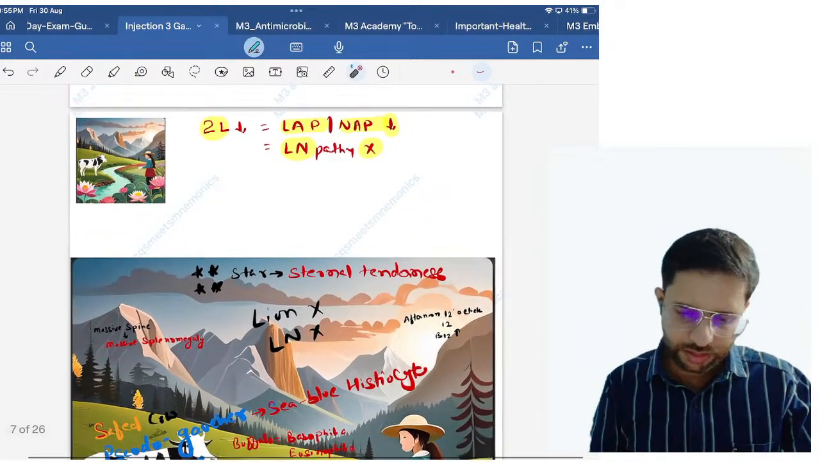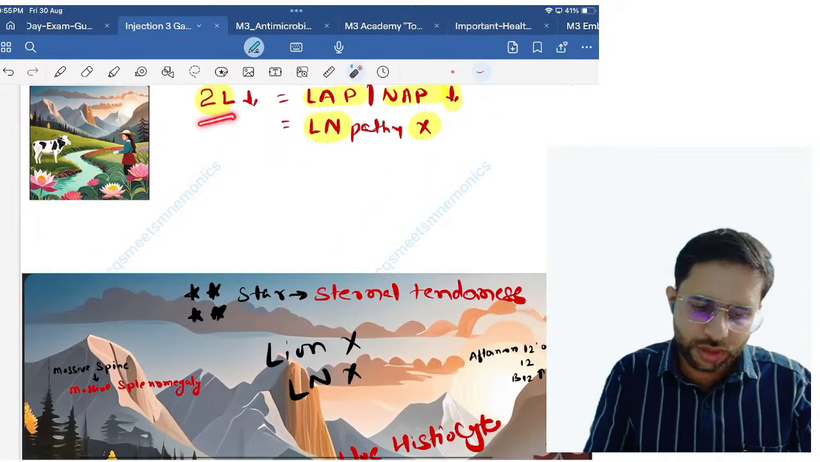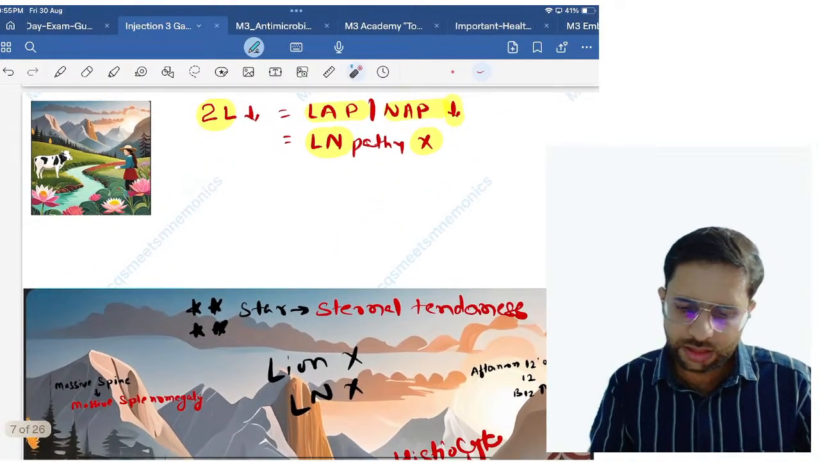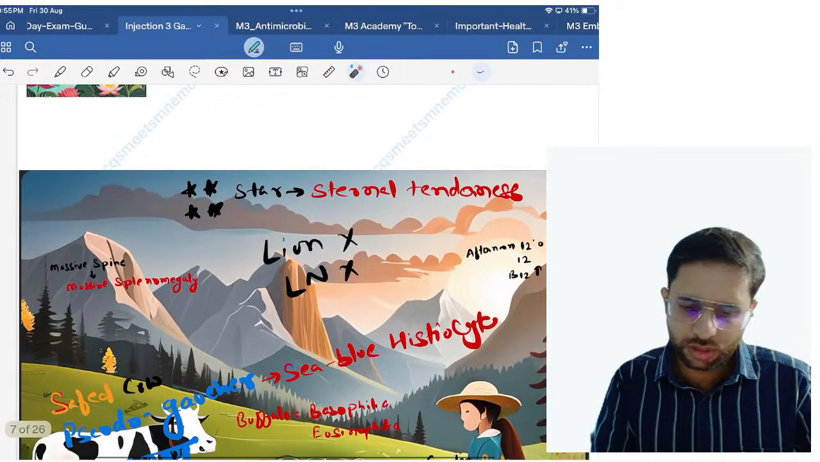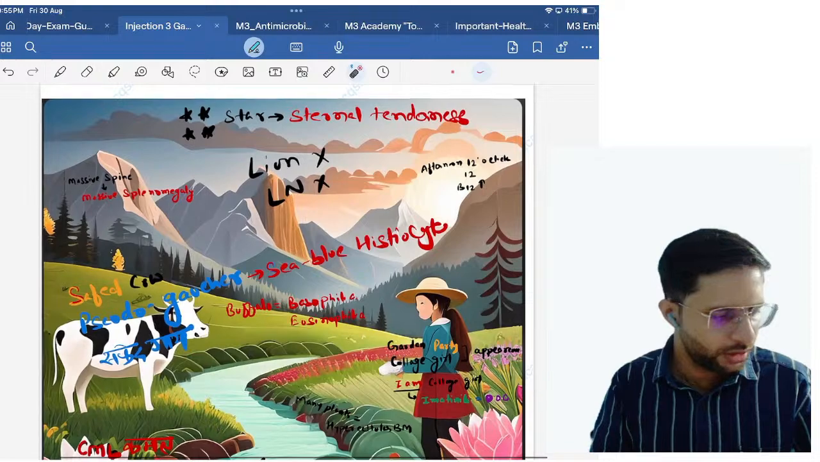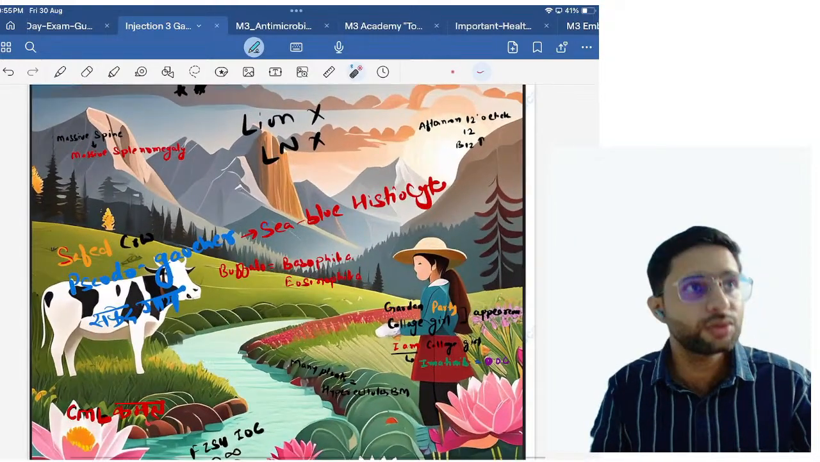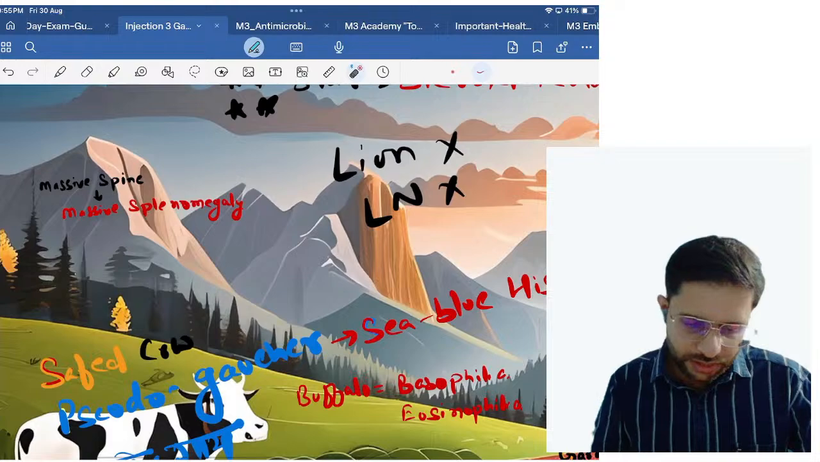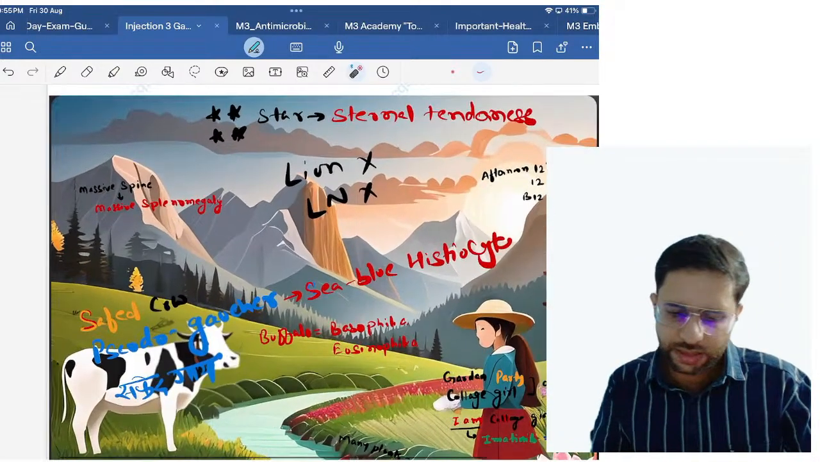So in the CML, 2L is low, yes, 2L is related to this. Lymphadenopathy is not present. Now, this is the story of the CML, and this is a nature scene. You can correlate this nature scene. This nature scene has a massive spine, so massive splenomegaly is there.